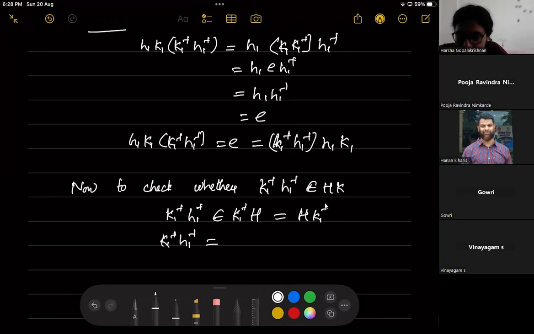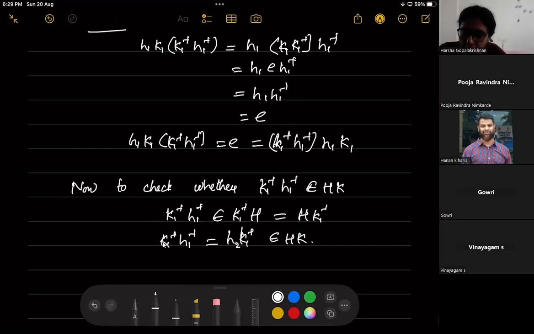It is in H K1 inverse. So there will exist some H2, some H element, such that it will be equal to H K1 inverse. Correct? An element in H K1 inverse means that element can be written as some H into K1 inverse. I am writing it as H2 K1 inverse. Now, this H2 K1 inverse belongs to HK because it is in the form of an element from H into an element from K. It will belong to HK.